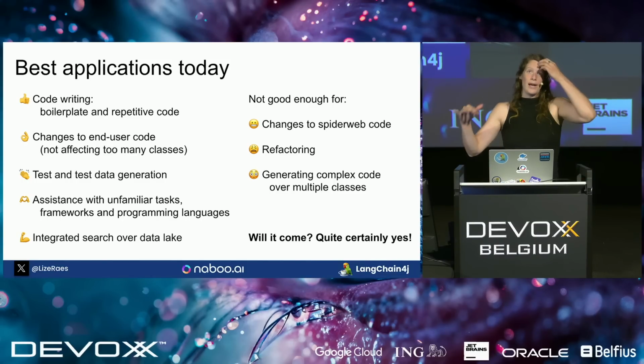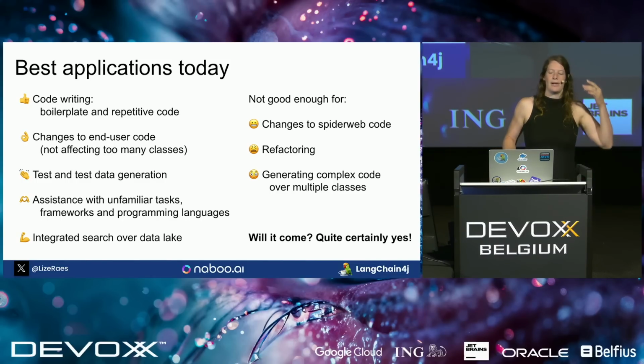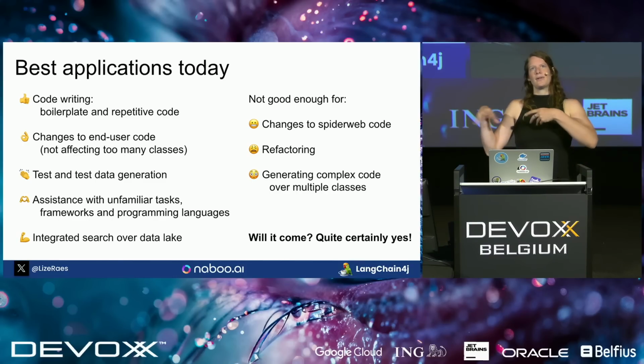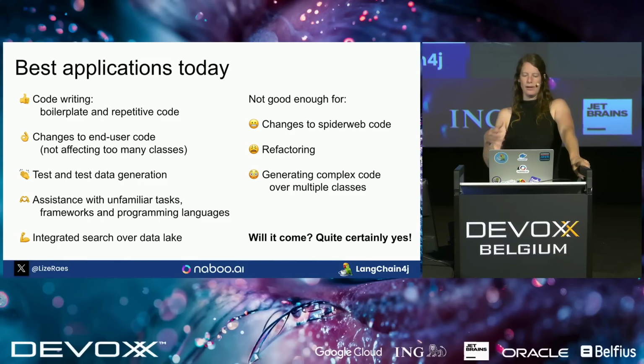So as of today, what you can use it for very well is to write boilerplate code, like end-user code that doesn't have too many branches into other classes. It's really good for testing and test data generation. Any help you need with something new you are diving into. I mean, I can ask it dumb questions all the time without anybody judging me. I love that. And then integrated search over big amounts of data. That's working really well already today.